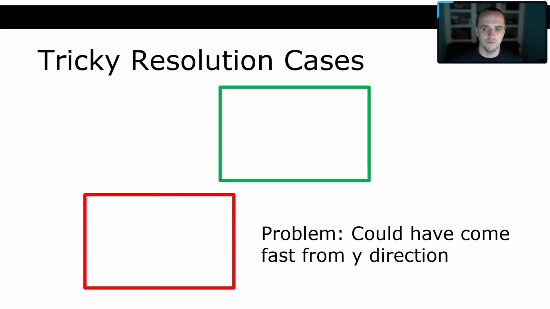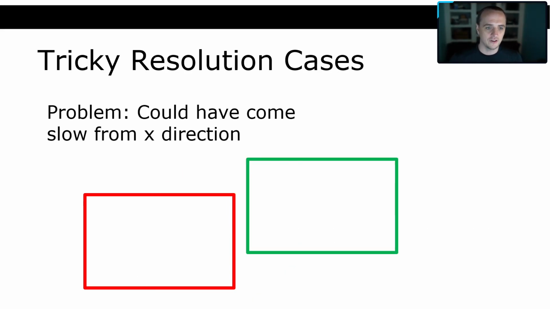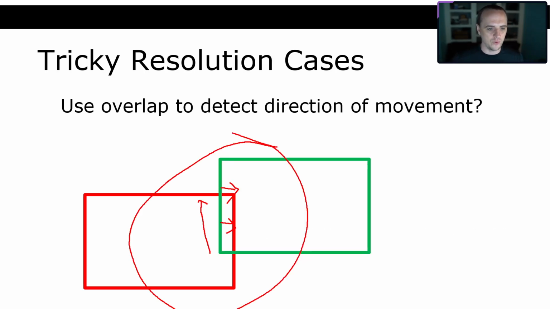So it could have come from the Y direction, or it could have come from the X direction. So it's kind of a tricky case. If all we have is this information, we don't really know what to do. Someone in the chat said, maybe we could use the velocity vector to determine which side it actually came from. And that's a good idea.